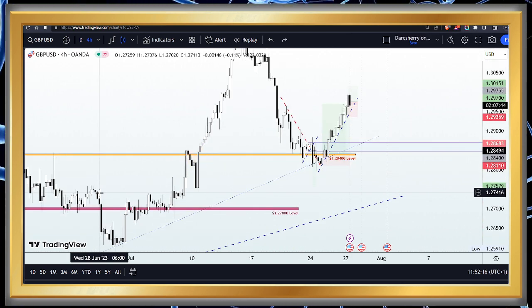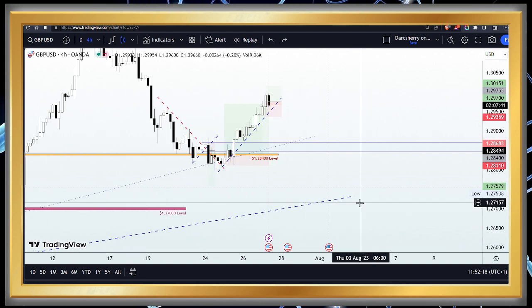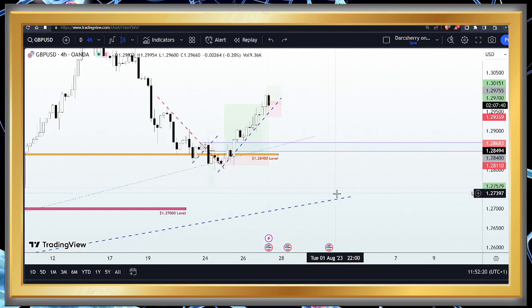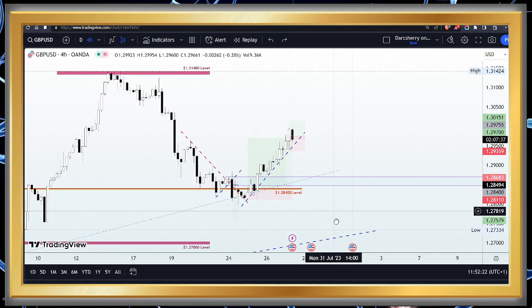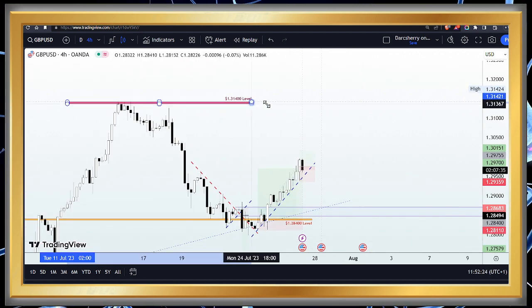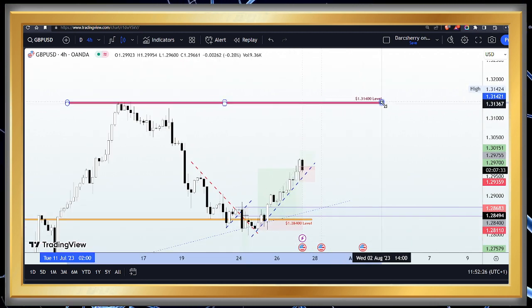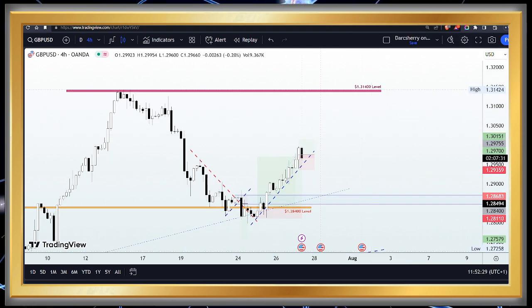Now, the question at this juncture on the market is, how far will this bullish momentum go? Is it going to get as far as the peak here at the 1.314, or is it going to find a lower high to incite a sell-off in this market? With the situation we have right here, we are at a critical point.